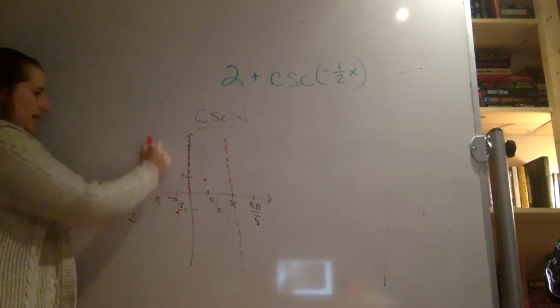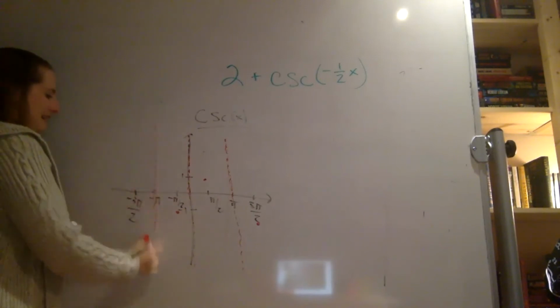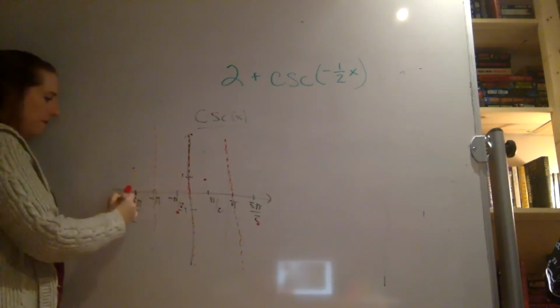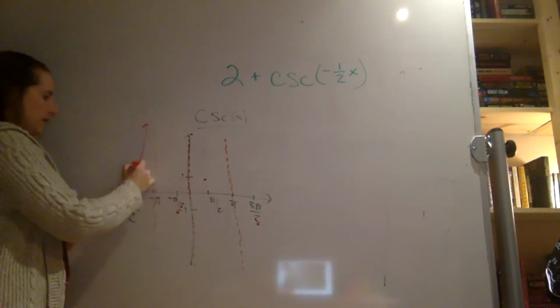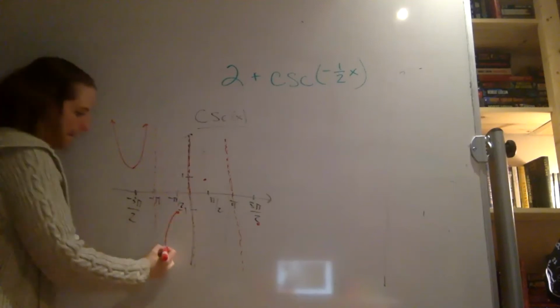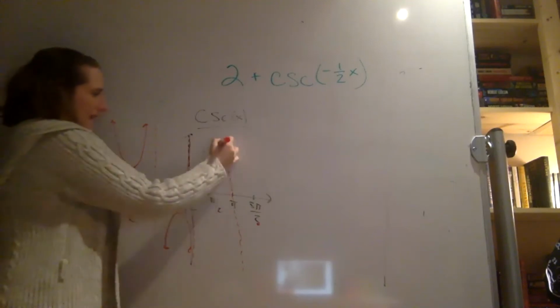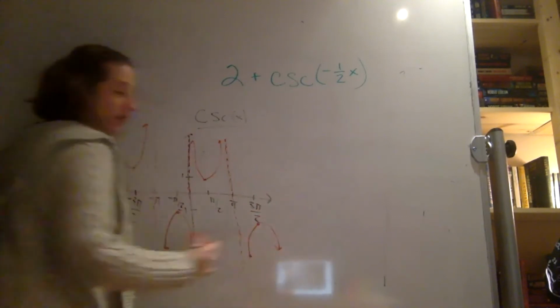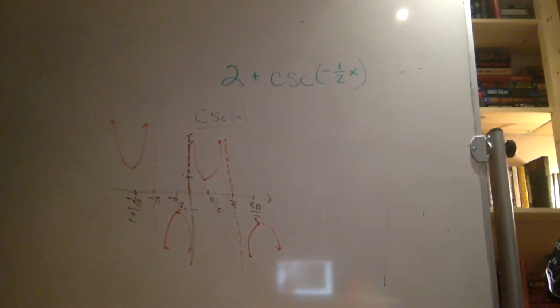At negative pi, sine is 0, so cosecant is undefined. And at negative 3 pi over 2, sine is equal to 1. So now we're just going to build our little U-curves. So here is a graph of our basic cosecant function.